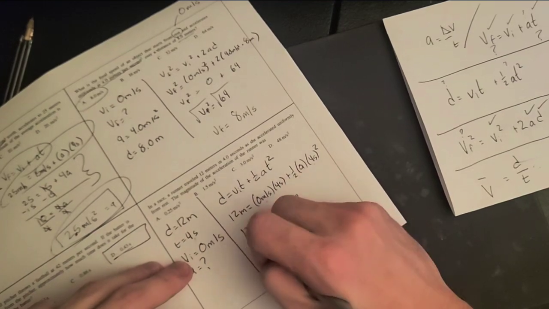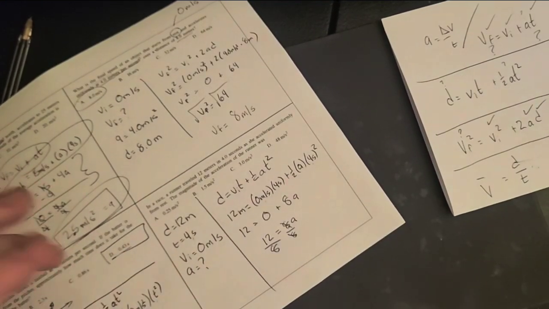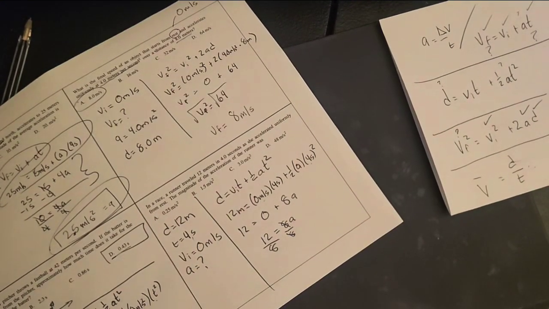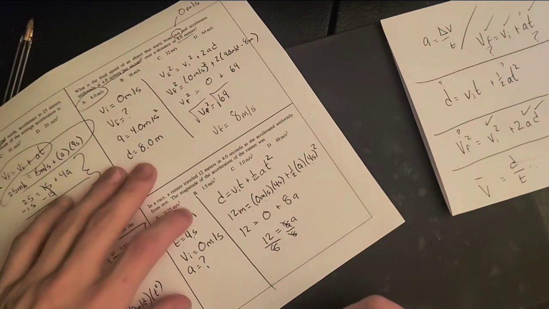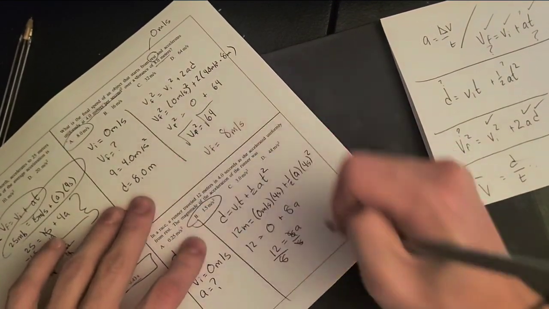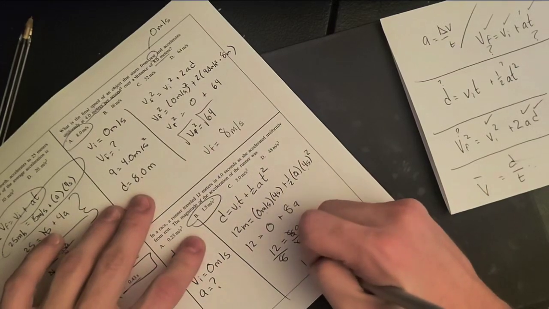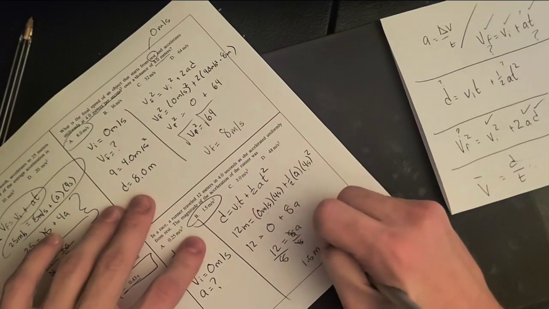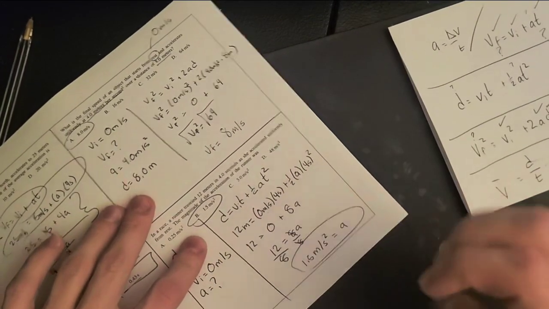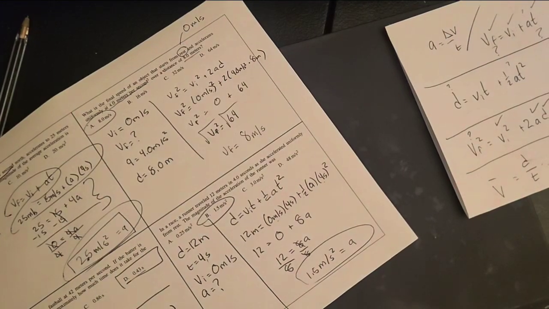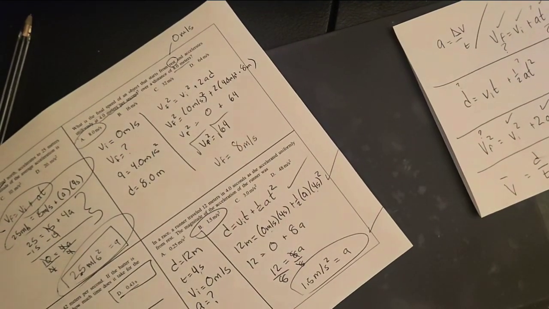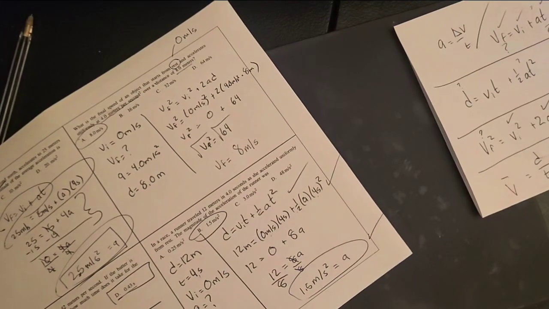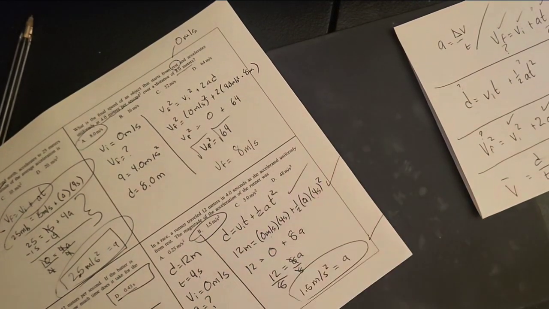Divide by 8 to get a alone. 12 over 8, let's see, you could break that down to what? 3 over 2. So 3 over 2 we know is 1.5. So 1.5 meters per second squared equals a. Again, notice what I did. Write out the formula, plug the numbers in with units, final answer with units. Do it exactly like that, and I'll be very happy.